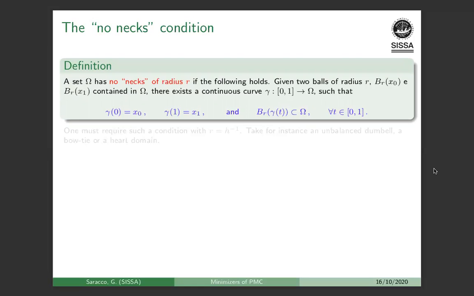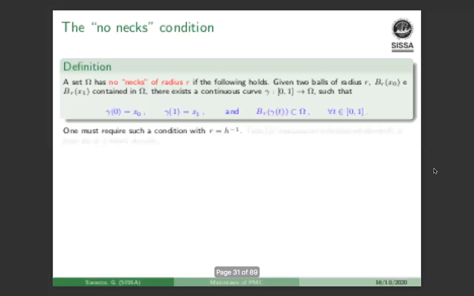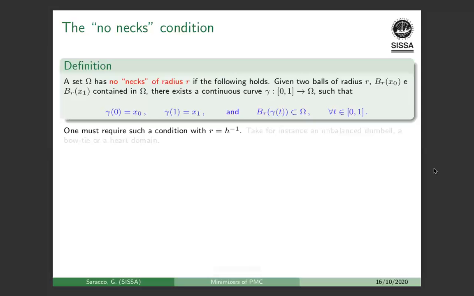Okay, so if you want to imagine the thing, you can take the first ball and move it onto the second without exiting the set. And this condition is actually necessary if you want that geometric characterization to hold. Otherwise, it can fail, and it can fail in both directions. So I give you two examples. You must require it with the r given by the inverse of the Cheeger constant. And I give you two counterexamples if you don't require it.